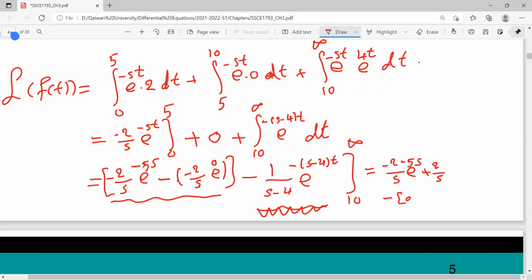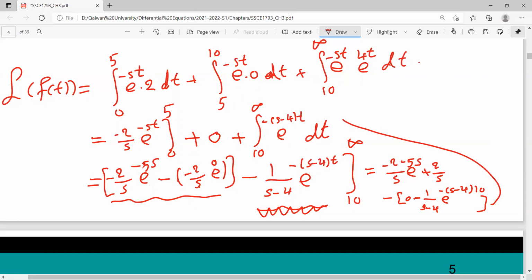0 minus. And then you replace t by 10. You replace t by 10. We get 1 over s minus 4. Here I took this negative sign as the common. 1 over s minus 4 e to the power minus s minus 4 times 10.